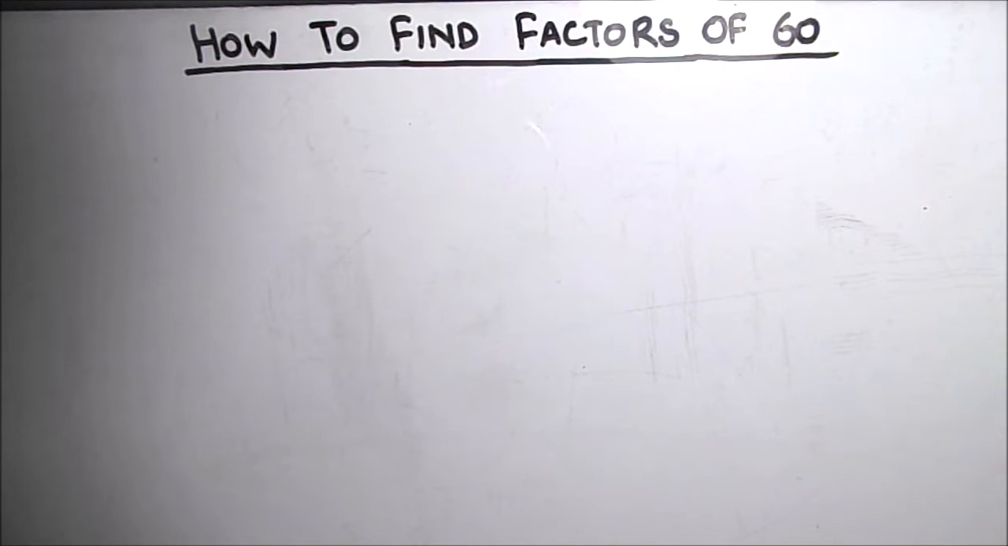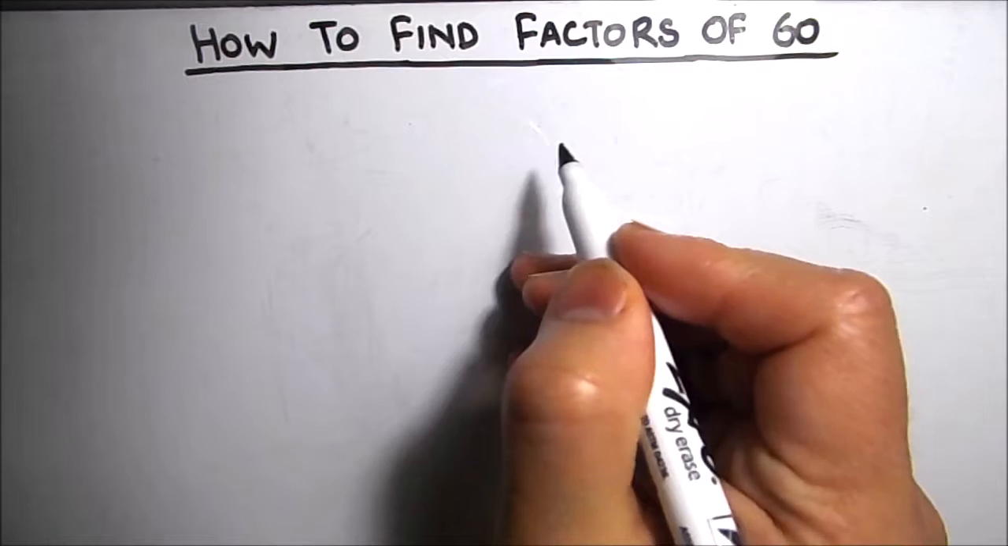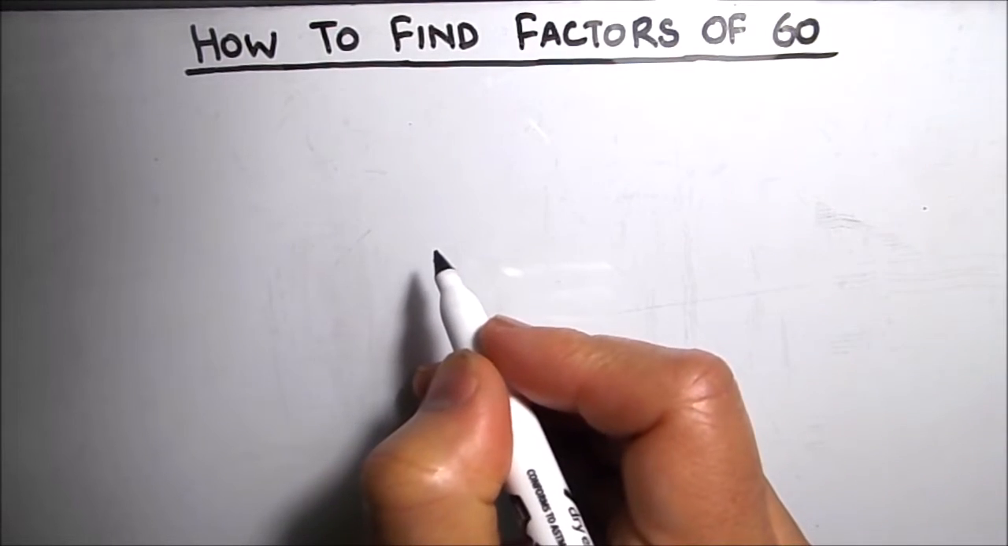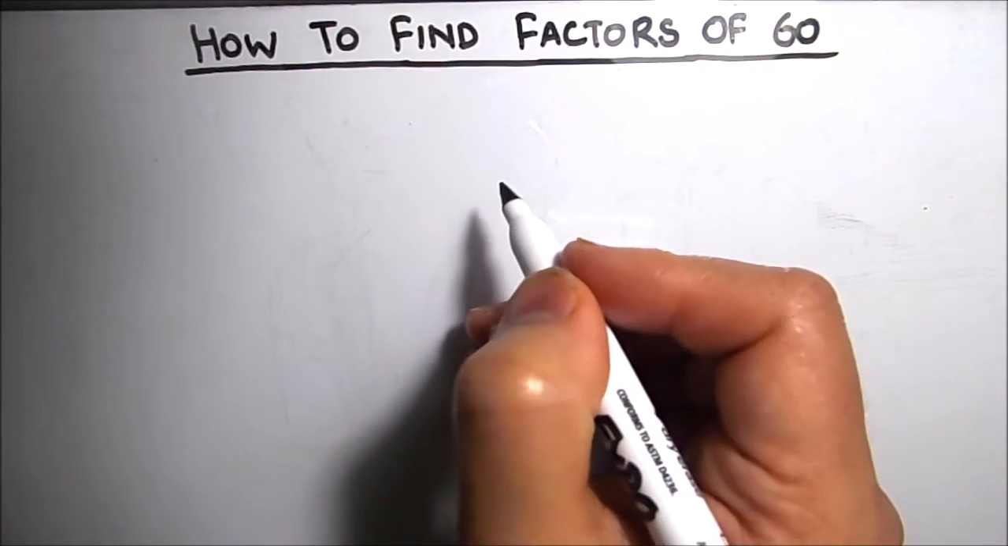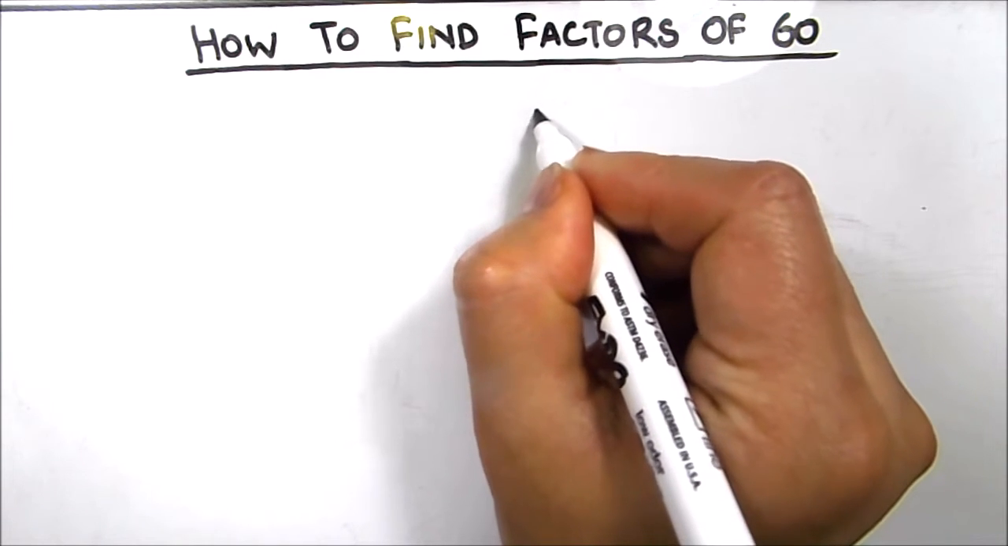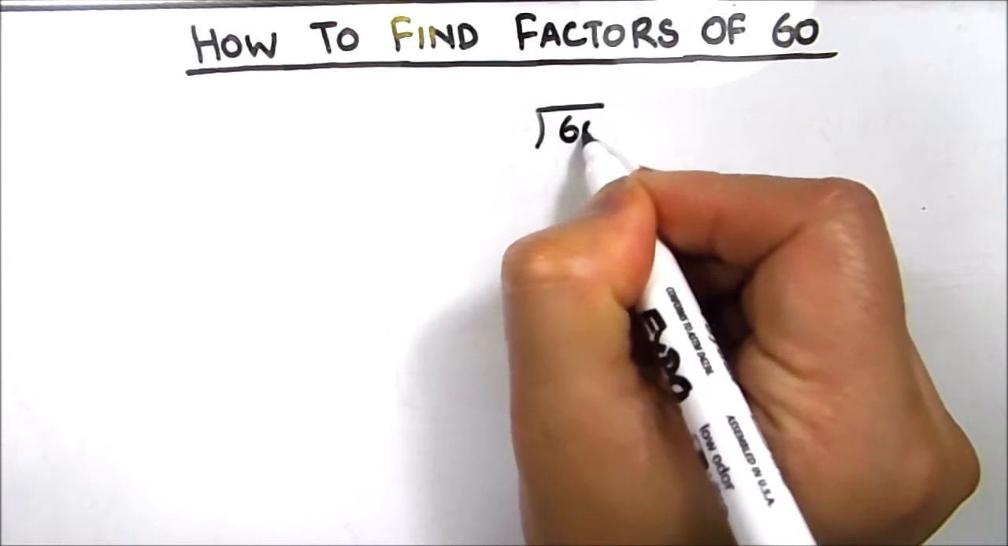In the division method we divide 60 by different numbers and check whether the number is a factor of 60 or not. If it is fully divisible without leaving a remainder, that means it is a factor of 60. Let us now find the factors of 60 by dividing it by different numbers. First we will divide 60 by number 1.